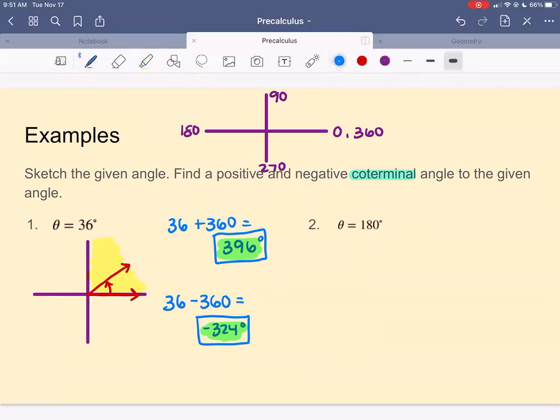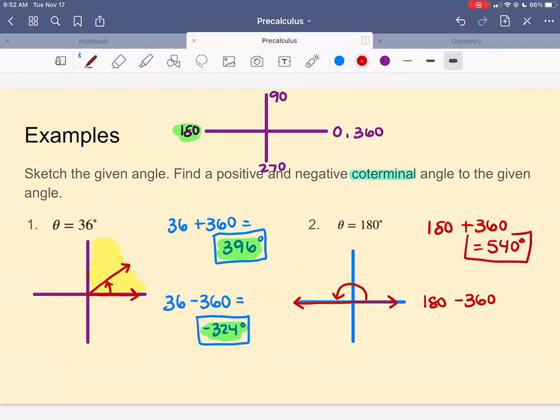Okay. Next we have 180. Now thinking about it, 180 falls right over here. So we're just going to draw an angle that has an initial side on the positive x-axis, and our terminal side is going to be on the negative x-axis. And then we're going to open up in a counterclockwise direction because it is positive. Now we need to find our coterminal angles. So we're going to do 180 plus 360, 180 minus 360. Now 180 plus 360 is going to go ahead and give us a 540.